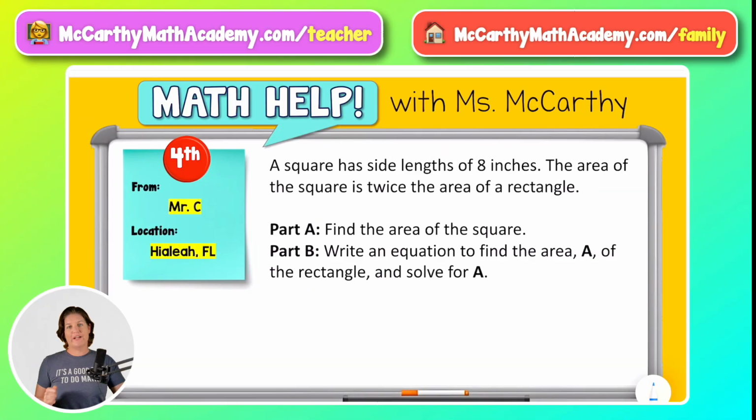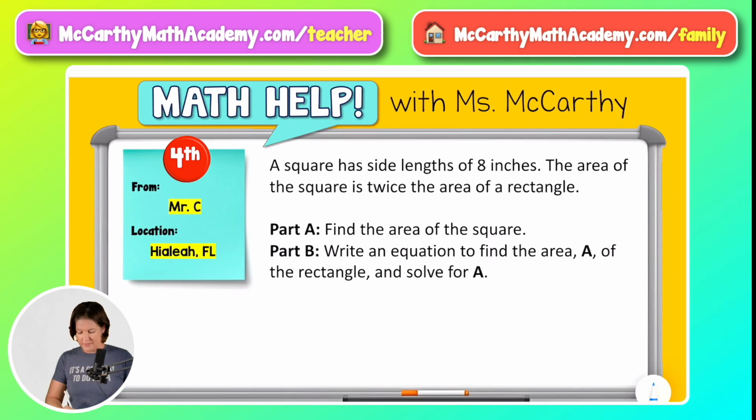We have a 4th grade question today from Mr. C in Hialeah, Florida. I hope I'm saying that right. I know it's near Miami. And in his message to me, he said, "Miss McCarthy, my students understand area, they understand perimeter, but we're really having a hard time with the multi-step problems that might come up. They're struggling with this. So if you could please help me, I would greatly appreciate it." So Mr. C, this one is for you and for any other 4th grade teacher or parent out there.